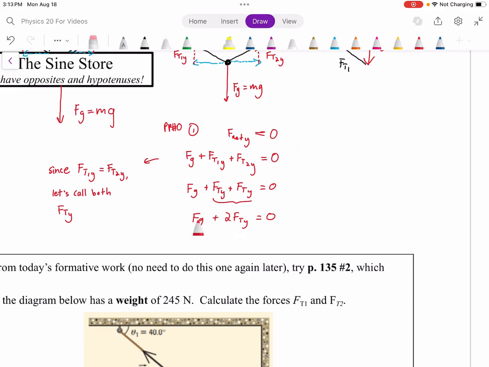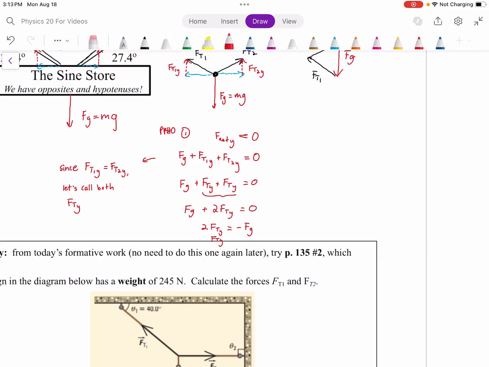We just have to multiply the mass by 9.81. So let's rearrange for FTY. I'm going to subtract FG from both sides, and then divide both sides by 2.